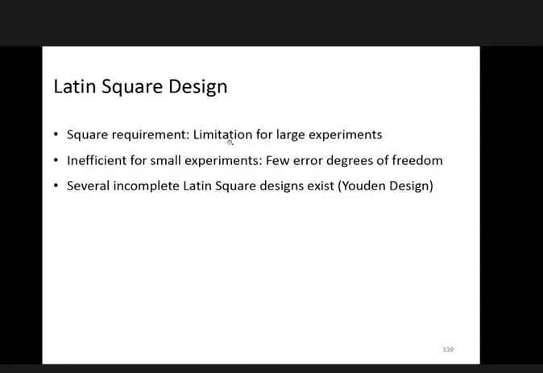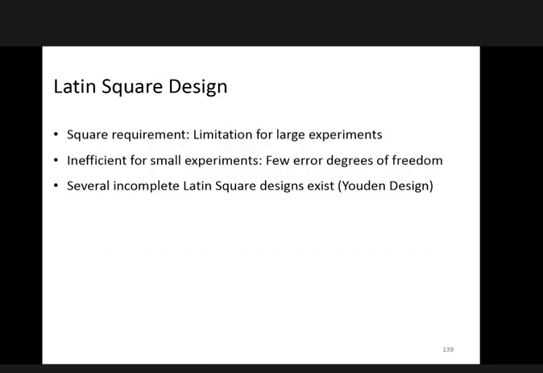And then there are several incomplete Latin squares that you can use. The most famous are what we call the Jordan squares, so Jordan design. These are used in cases where the Latin square cannot be used because of the size issue. If the experiment becomes very big, then you may use some kind of incomplete Latin square design.